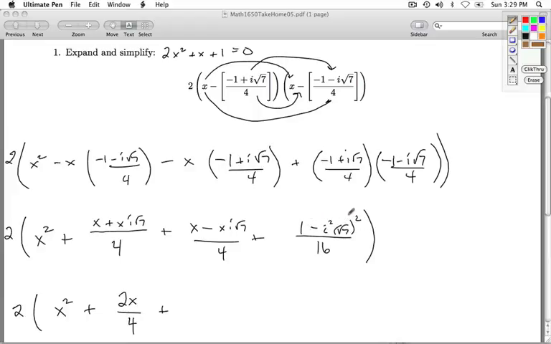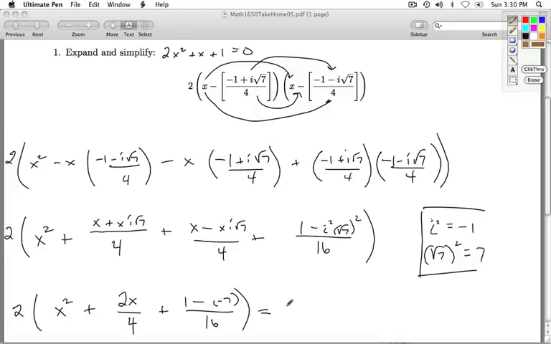Now we have to go in and look at this a little more carefully. Take a little sidebar here. I squared is negative 1. Radical 7 squared is 7. So what this amounts to on top here is 1 minus a negative 7 over 16. 2 times, I got x squared plus x over 2 plus 8 over 16.